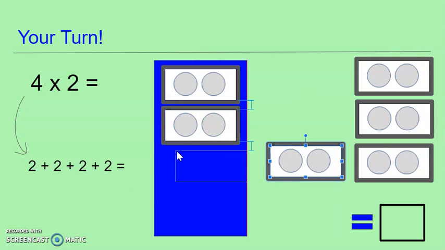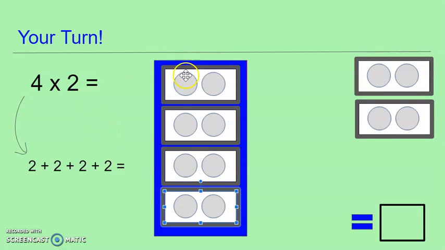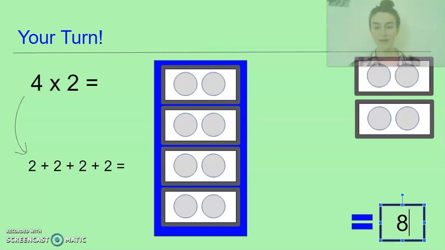1, 2, 3, 4. 4 groups of 2 into our blue space. 1, 2, 3, 4, 5, 6, 7, 8. 4 times 2 is 8. All right, so that is how our activity is going to be. That's how our activities are going to look this week. Okay, they're going to have this nice blue square. It's bright blue. You're going to be dragging and dropping the correct number of groups for each problem into the blue box.